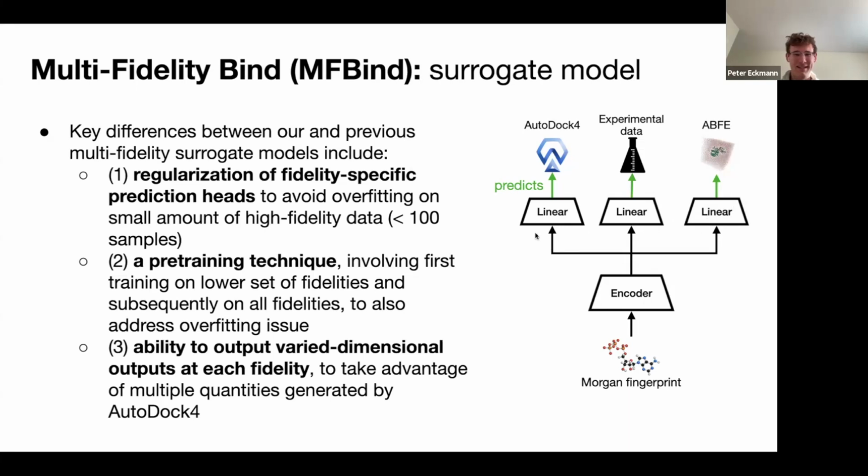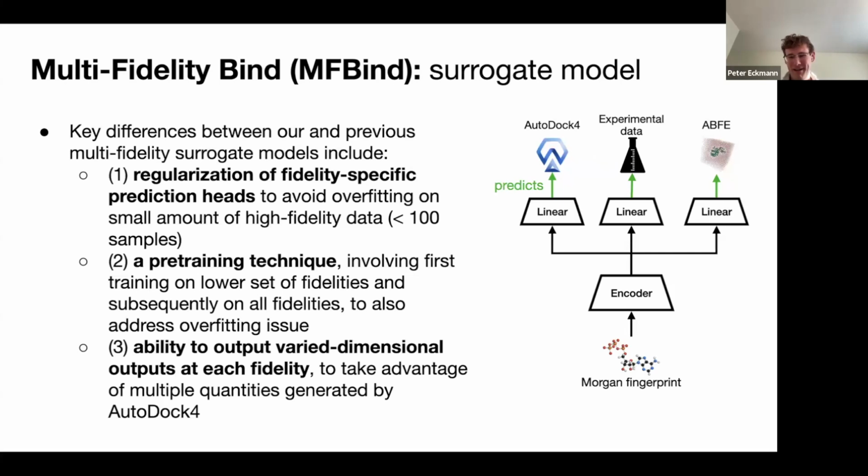And the second technique is a pre-training technique. So this involves first training on a lower set of fidelities, and then subsequently on all fidelities. And this is also to address the overfitting issue. This involves first training the model on this set of two lower fidelities, autodoc and experimental data, and then subsequently on all three.